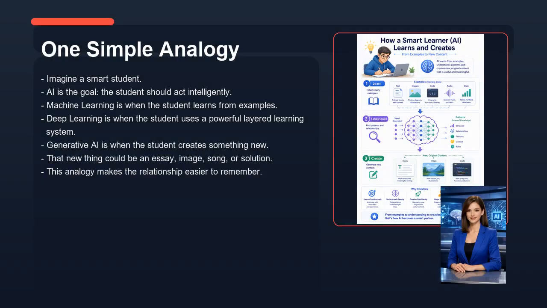Now let's look at one simple analogy. Imagine a smart student. AI is the goal, the student should act intelligently. Machine learning is when the student learns from examples. Deep learning is when the student uses a powerful layered learning system. Generative AI is when the student creates something new. That new thing could be an essay, image, song, or solution. This analogy makes the relationship easier to remember.